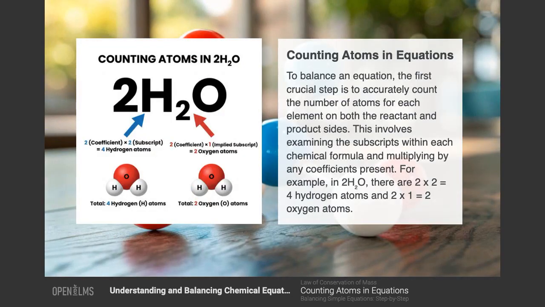Counting atoms in equations. To balance an equation, the first crucial step is to accurately count the number of atoms for each element, on both the reactant and product sides. This involves examining the subscripts within each chemical formula and multiplying by any coefficients present. For example, in 2H2O, there are 2 times 2 equals 4 hydrogen atoms, and 2 times 1 equals 2 oxygen atoms.